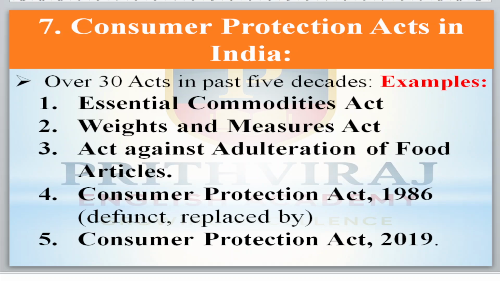5 decades means 50 years, right? For example, in India, the Essential Commodity Act was there. The Weights and Measures Act against adulteration of food articles, which means the mixture of articles in food like adding color and taste powders, these are all banned. The Consumer Protection Act of 1986 got replaced, the name may be the same. It is the Consumer Protection Act 2019.